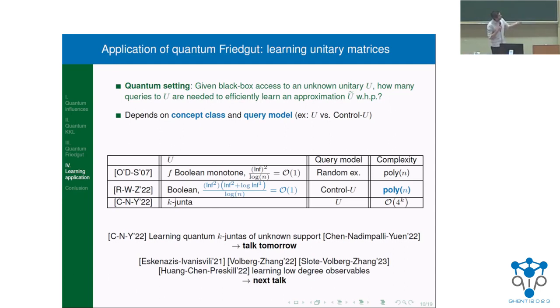I also want to point out that the next talk today will also be somehow related to what I'm talking about here, but there the measure of complexity that will be chosen is the degree of your process instead of the influence. So there are, of course, relations between those things.